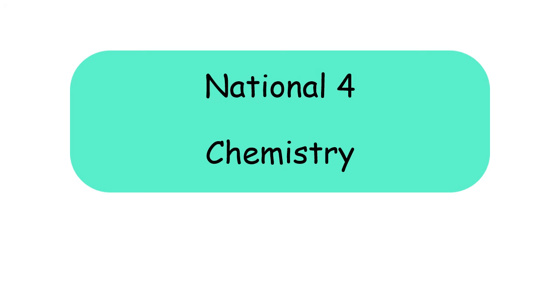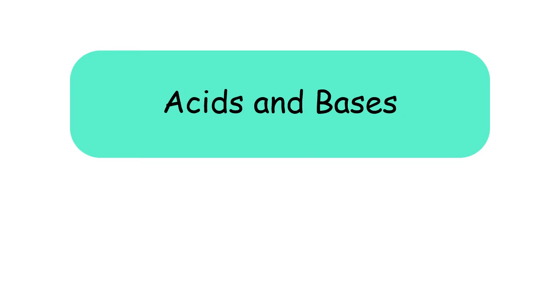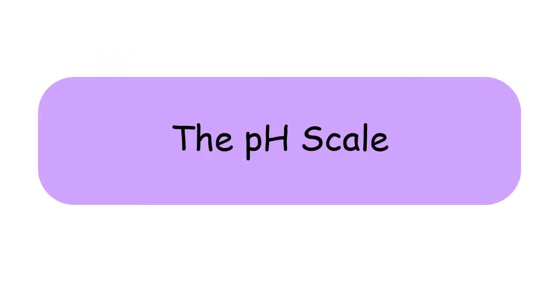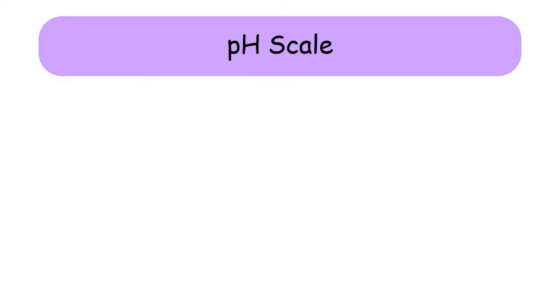So this video is on National 4 Chemistry, and the topic for this video is acids and bases. Now, the first part of acids and bases is the pH scale. And the pH scale is what we use to measure whether or not something is an acid or the opposite of an acid, something we would call a base.